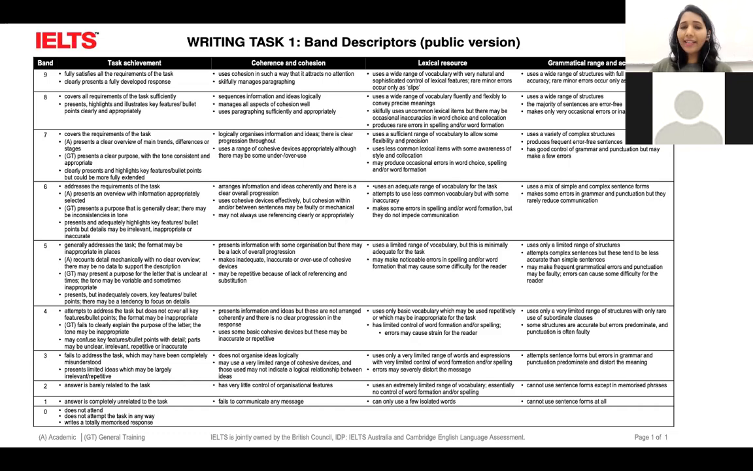Okay. So idioms, words, and collocations. These are the three things that are important for your lexicon. And the fourth factor is your grammar range and accuracy, where the first requirement is that you use a variety of complex structures, that you use both simple and complex sentences. And the second thing is that you produce error-free sentences. And then thirdly, you have a good control of grammar and punctuation, but you might make a few errors.